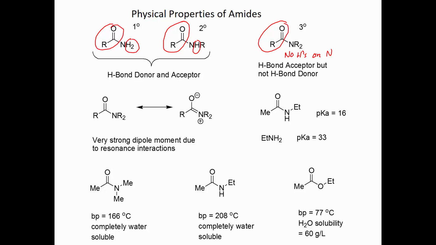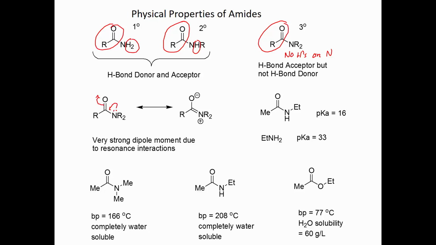In amides, we have this very strong resonance interaction. It's much stronger than the similar resonance interaction depicted in esters, acid chlorides, and anhydrides. This is because the nitrogen lone pair is a lot more basic than the oxygen lone pair. As a result of the prominence of this resonance structure, we have very strong dipole moments due to these resonance interactions. And we see that reflected in the boiling points here.